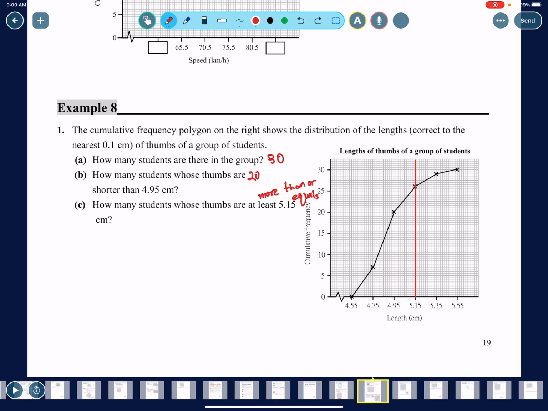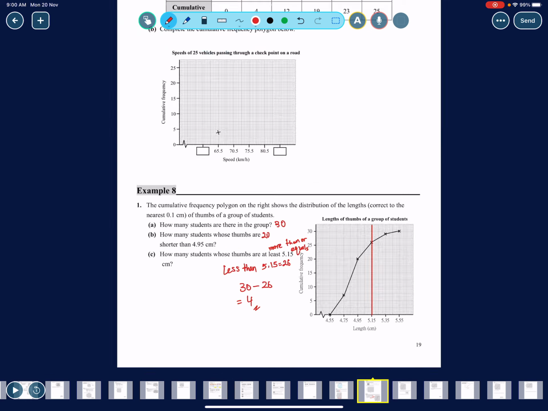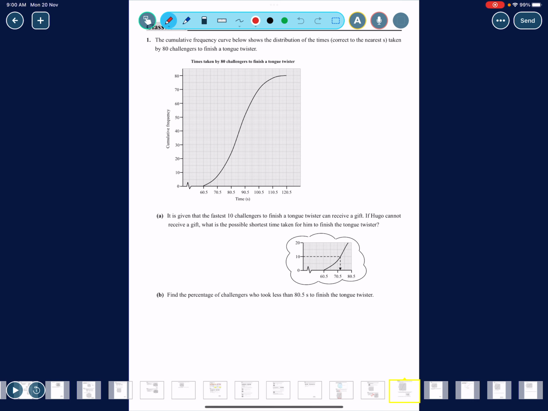Less than 5.15 is 26, right? So the opposite of less than is more than. So what I'm going to do is 30 minus 26, which is 4. And the answer for this question is 4. This is something you have to be really careful about.